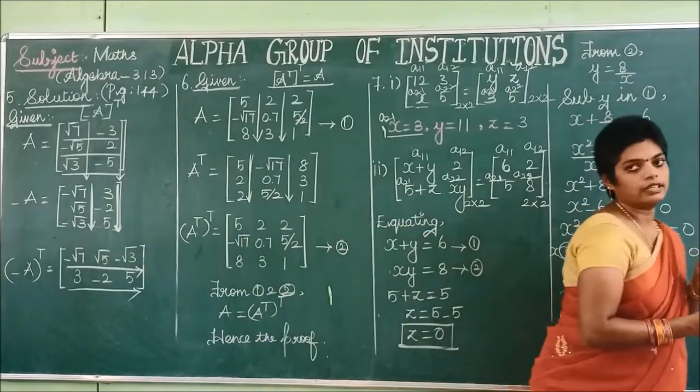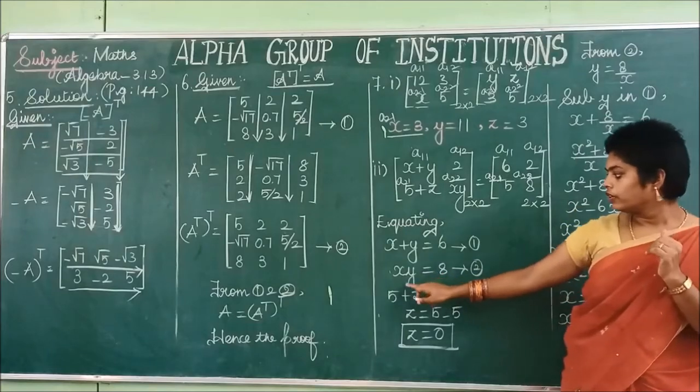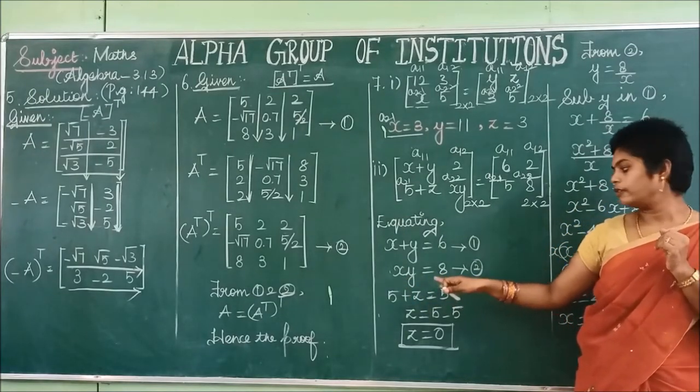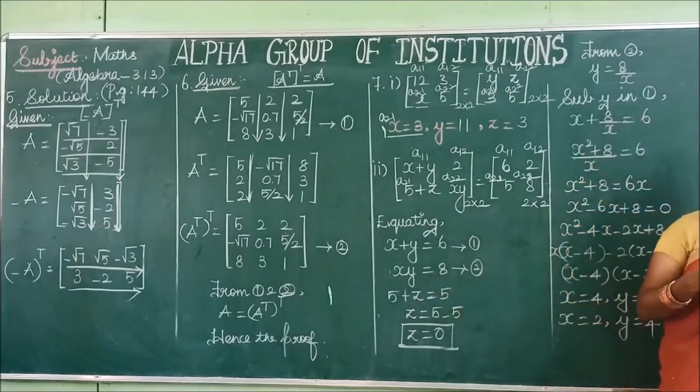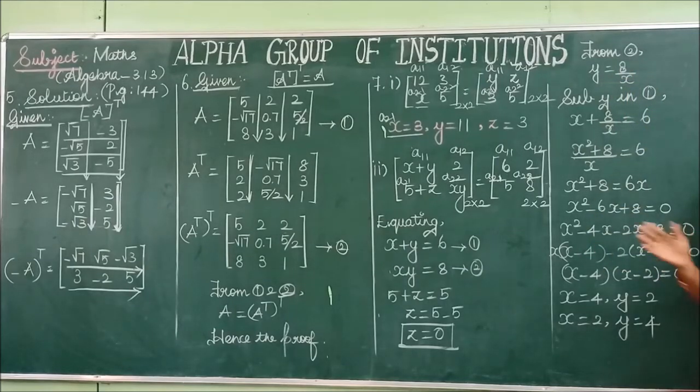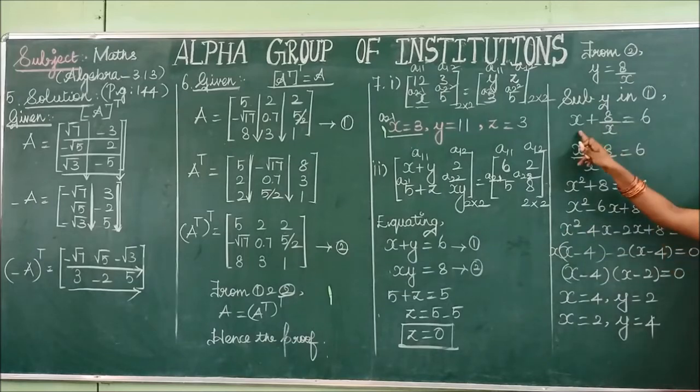From the second equation we can write, we need only y, so x comes to the denominator side. y is equal to 8 by x. Now substituting this y value in the first equation. What is our first equation? x plus y is equal to 6. So instead of y, we can put the value 8 by x. So x plus 8 by x is equal to 6.